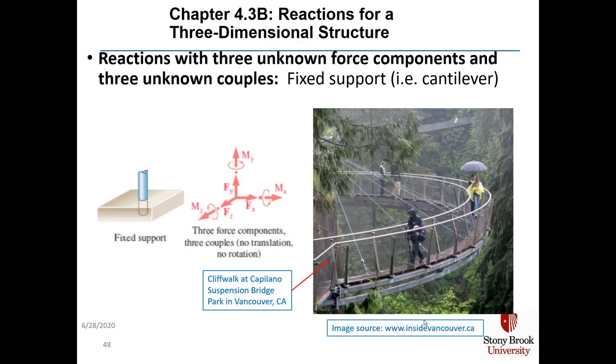Fixed supports in 3D space are reactions with three unknown force components and three unknown couples. Here's a good example of one at a park I went to. It's called the Capilano Suspension Bridge Park in Vancouver, Canada. The suspension bridge is shown here in the background as a straight long bridge about 200 feet above a canyon. But there is also what they call the cliff walk, which is this 180 degree arc cantilevered structure which you walk on that is bolted into the side of rocks and also held together by these cables. These people look like they're going about their business. Personally, I was terrified walking on this thing because it is a long way down.